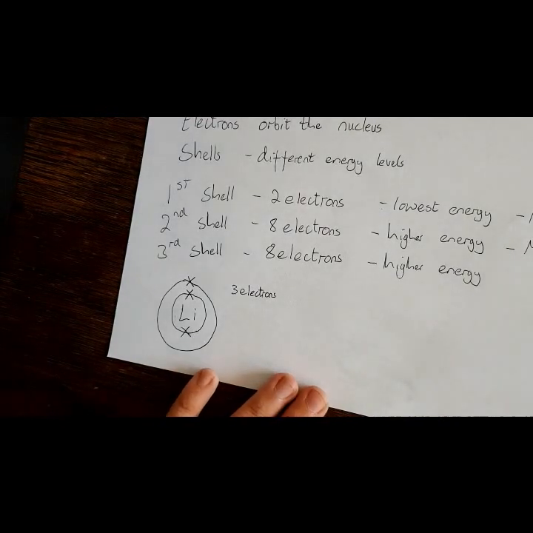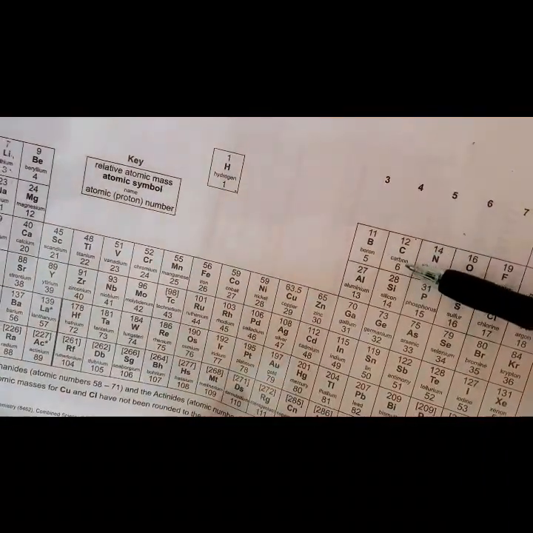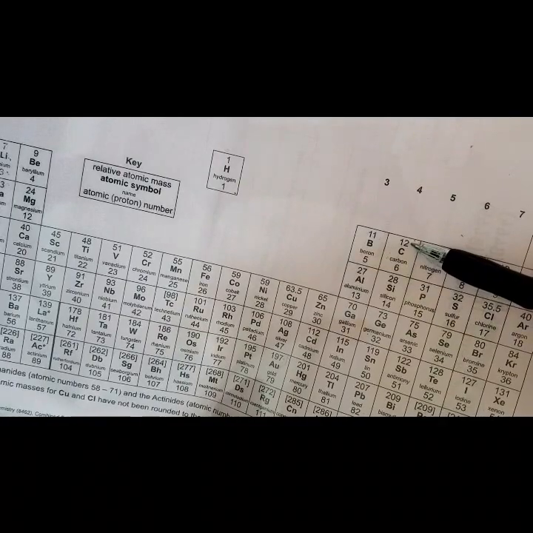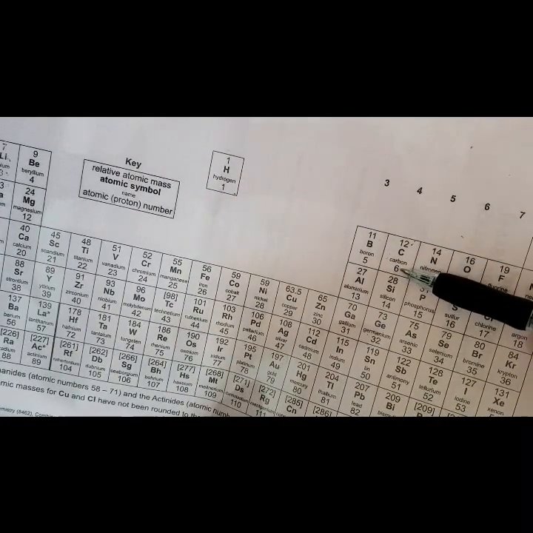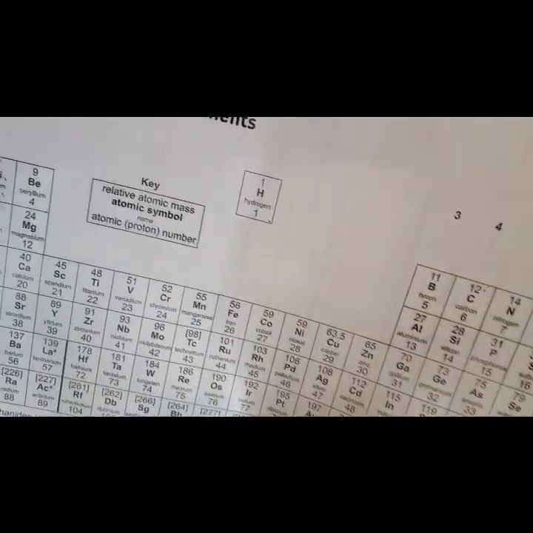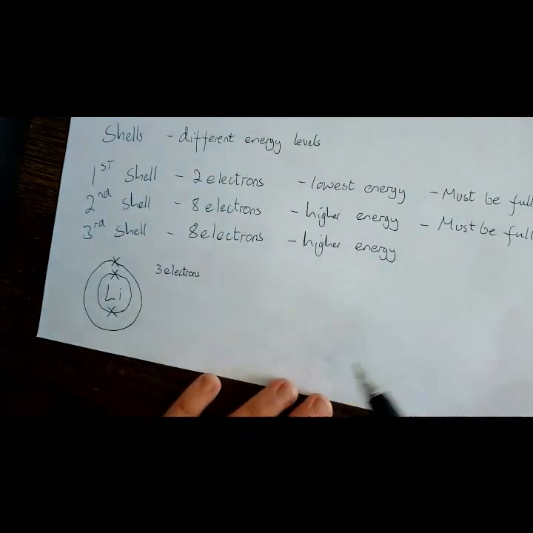Next one we'll have a look at will be carbon. So I'll find carbon on my periodic table, which is here. I've got an atomic number of 6 and a mass number of 12. I'm just going to focus on the atomic number. I've got 6 protons. This means I've also got 6 electrons. So I'm going to draw it again.